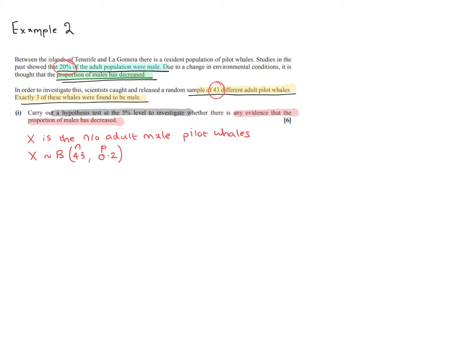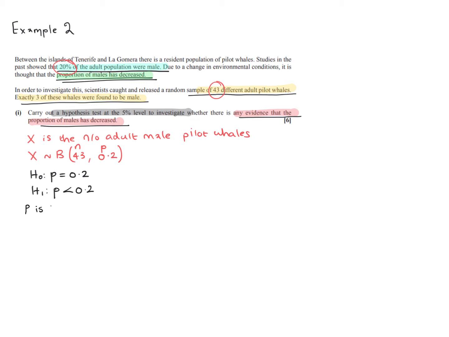Now let's set up the hypotheses. The null hypothesis H0 will be p equals 0.2, and our alternative hypothesis H1, well, we're testing to see if there's any evidence that the proportion of males has decreased. So p is less than 0.2. You can always get the wording for your null hypothesis from the question, so read it through really carefully to see exactly what it is. Now we need to define p.